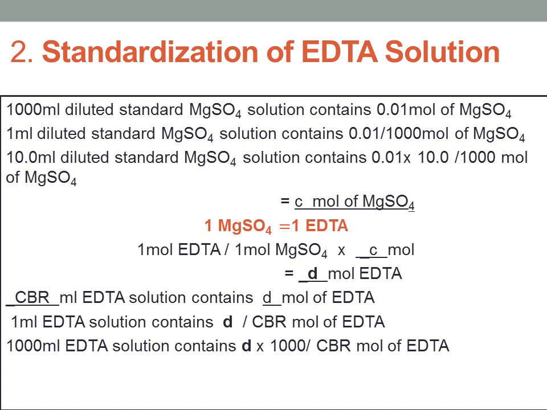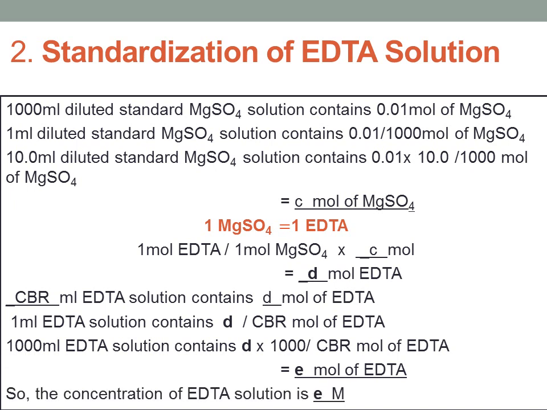So in this way you will get the moles of EDTA as E moles, because we have supposed that we have E moles of EDTA in 1000 ml, and mole per 1000 ml actually gives the concentration of the EDTA solution. So we have E molar solution of EDTA.